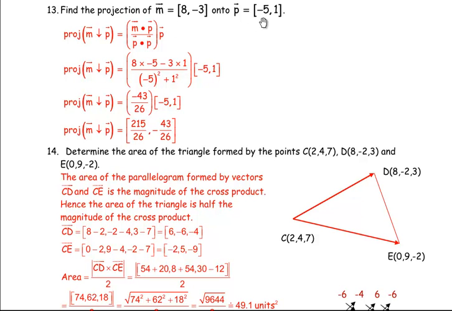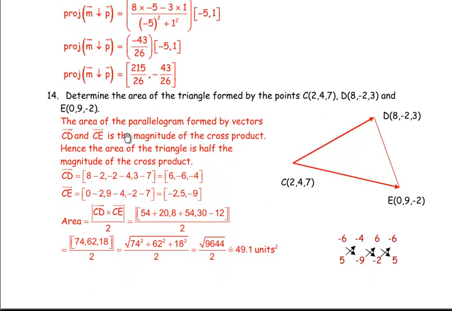P dot P would be negative 5 squared plus 1 squared. So negative 5 times negative 5 plus 1 times 1. And so that's 25 plus 1 is 26 in the denominator, times the negative 5, 1 vector. So if we multiply this fraction by negative 5, negative 43 times negative 5 is 215, and that has a denominator of 1, so 1 times 26 is still 26 in the denominator. 1 times negative 3 would be negative 43 over 26. And so that's the projection of M onto P.